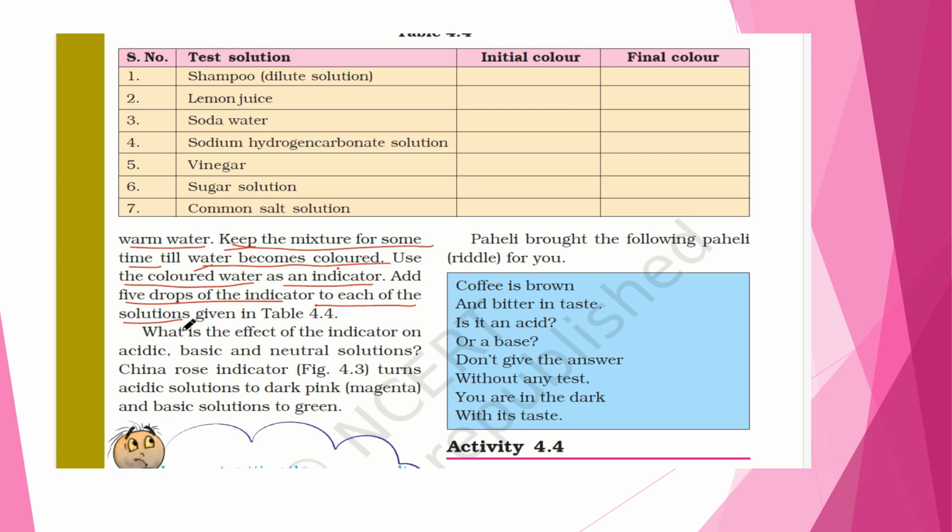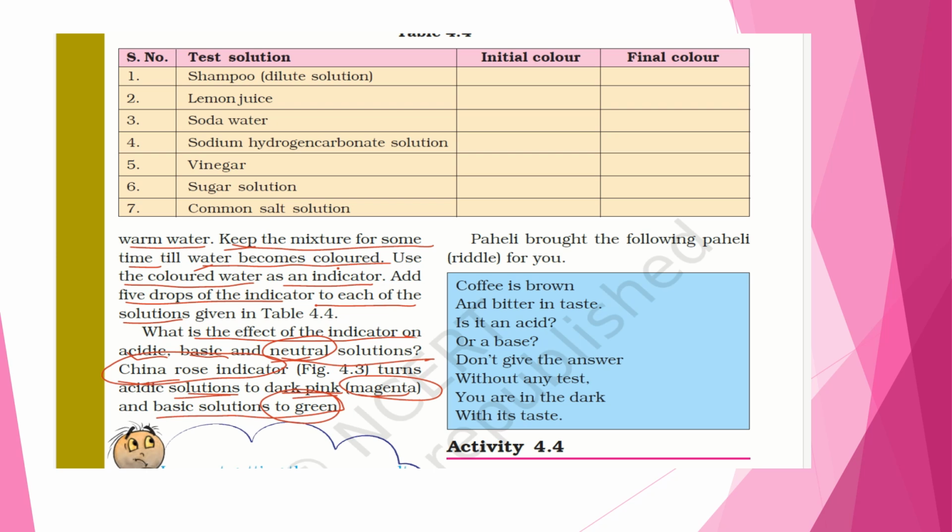So what will happen? What is the effect of the indicator on acidic, basic and neutral solutions? We should know that, right? China rose indicator turns acidic solutions to dark pink or magenta and basic solutions to green. And we know that neutral solutions won't change the color.